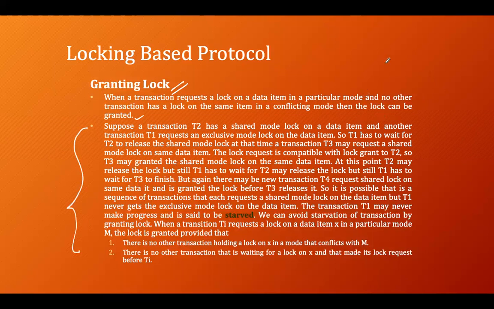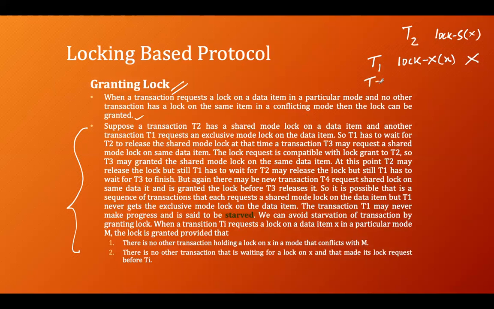Say there is a transaction T2, okay? And it has a shared lock on X, right? Now T1 came and it is requesting an exclusive lock on X. Do we give it? No, so we are not going to grant. Now it is waiting for T2 to unlock.